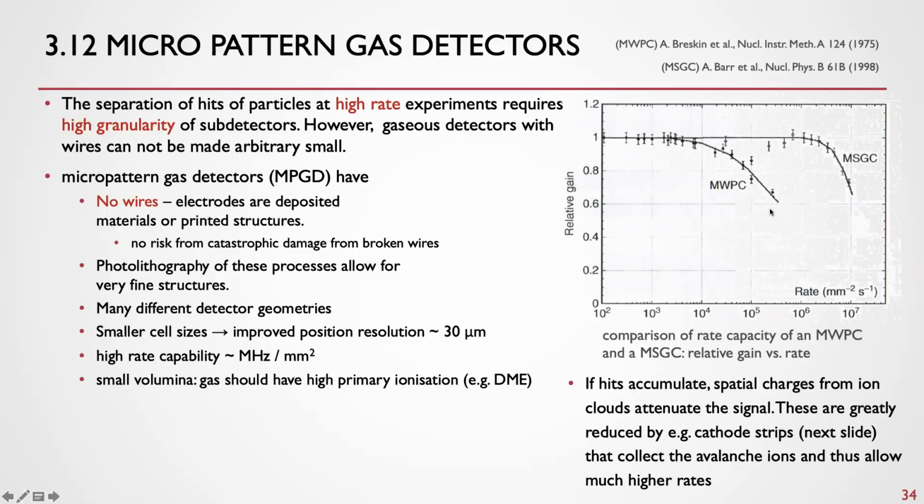This is a characteristic comparison of a multi-wire proportional chamber and a microstrip gas chamber. We'll discuss next. Microstrip gas chamber is an example of a micro-pattern gas detector.